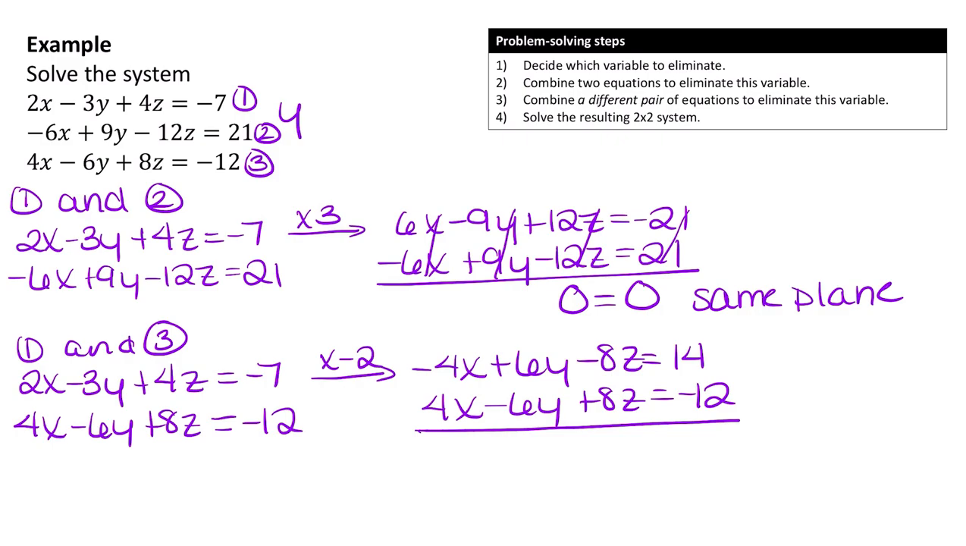And when I combine these together, well, negative 4x and plus 4x makes 0. 6y and minus 6y makes 0. And then negative 8z and plus 8z makes 0. So I have 0 on the left. And then 14 plus negative 12 gives me 2. So that is something that does not make sense, right? So that is complete nonsense. 0 equals 2. So that means that the system will actually have no solution, okay?